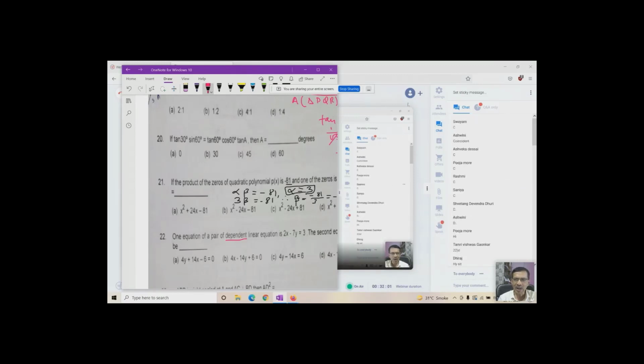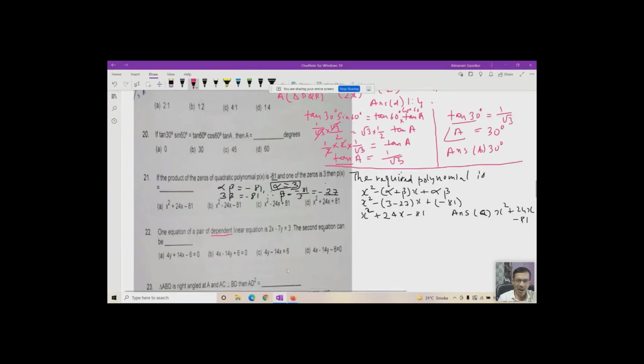Ashwini is right. So it is coincident. And when coincident lines are there, that means all the ratios should be equal. So what we will do is like this. We will write this equation again, that is 2x minus 7y minus 3 equal to 0, because everywhere the equation is given equating to 0. So this also I will make equating to 0.